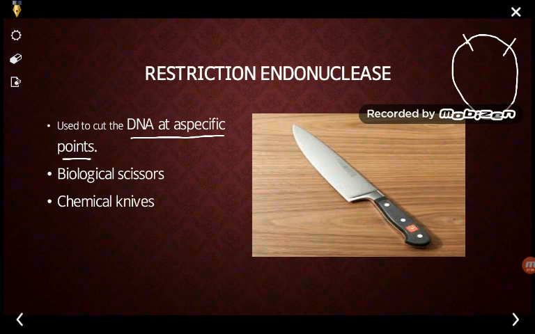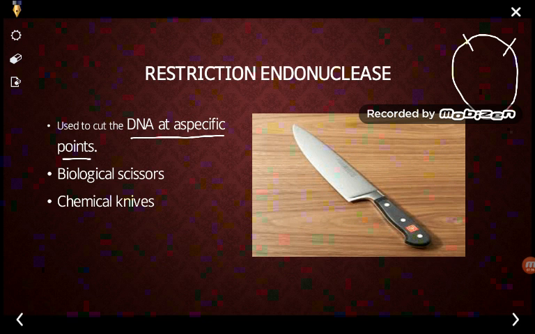So restriction enzymes may be of three types. It may be restriction enzyme 1, restriction enzyme 2, and restriction enzyme 3. They are different types of restriction enzymes, and they have a particular function. According to that function, they are utilized.